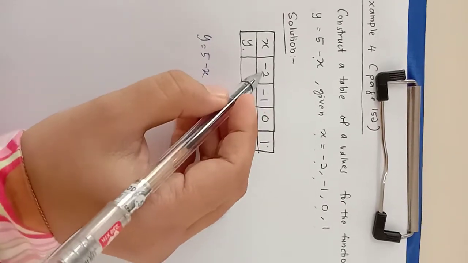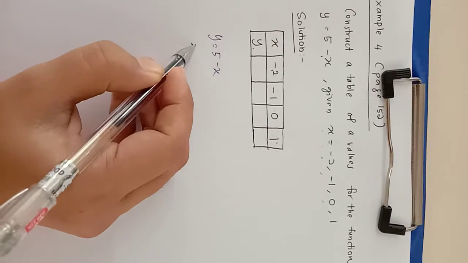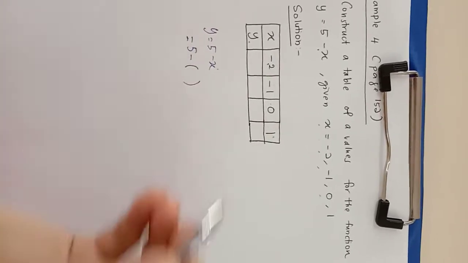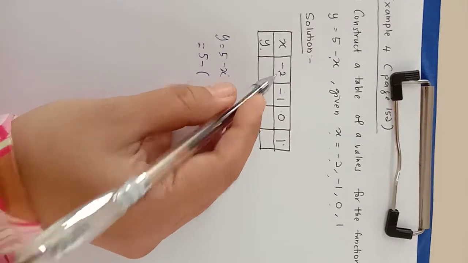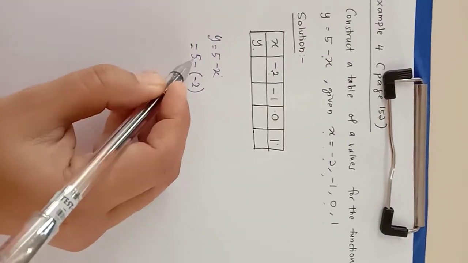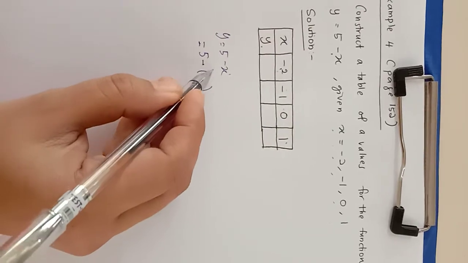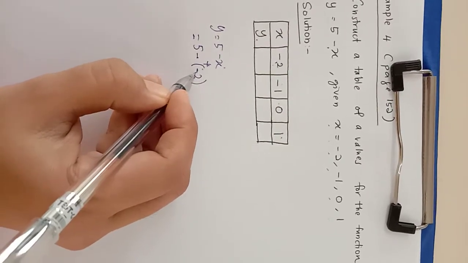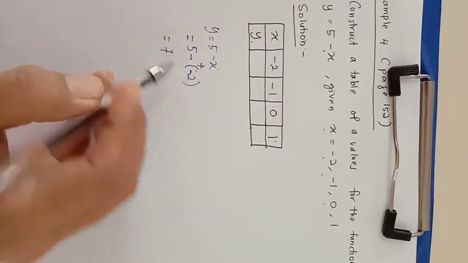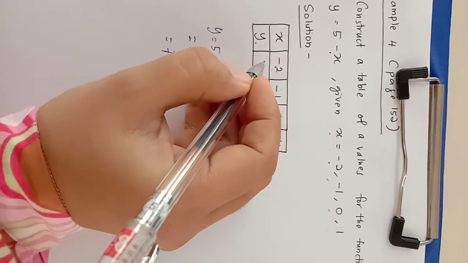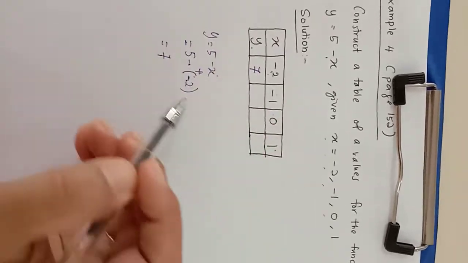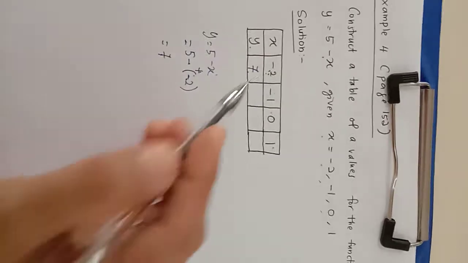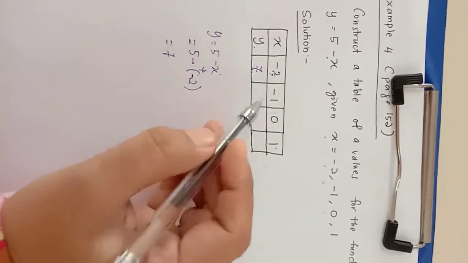Okay, for the first question, x equals negative 2. So 5 minus x, right? For x you make a bracket. The first question is negative 2. Negative times negative is actually positive. So 5 plus 2 equals 7. So if you got the 7, you fill in the blank given. Nampak tak dekat sini? So bila x negative 2, y kamu akan dapat 7. So negative 2, 7.